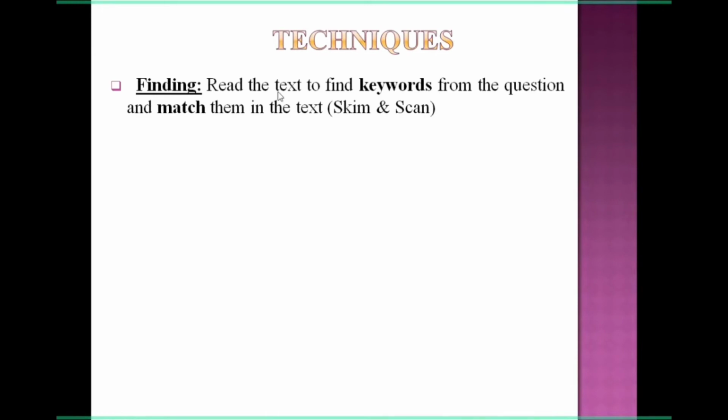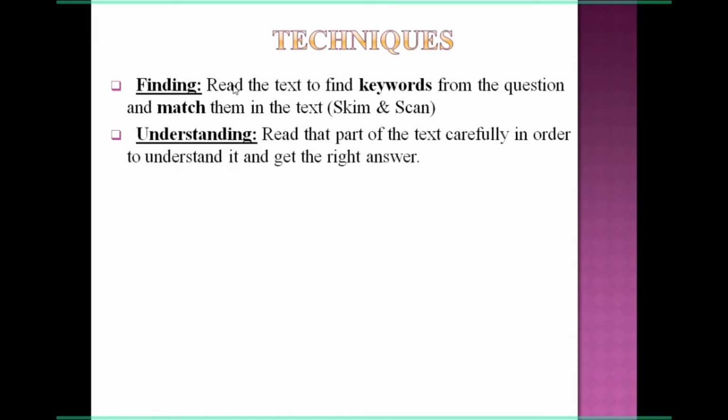So the first technique is finding. Actually, it is divided into two types, which are skimming and scanning. So you have to do two tasks in finding. First task is to find the keywords from the question. And what are the keywords? Keywords are actually the nouns or verbs from the question that are non-replaceable or not changeable. So you have to look for the keywords, which is the skimming technique, and the next technique is scanning. In scanning, you will have to match those keywords in the text. So this is the first technique, which is finding.